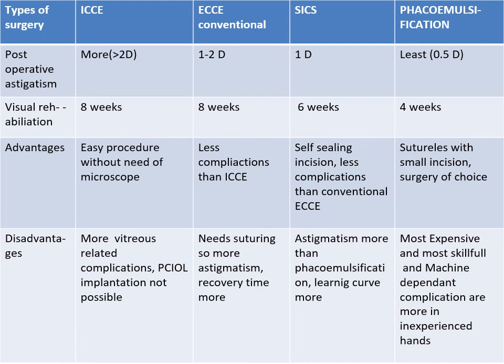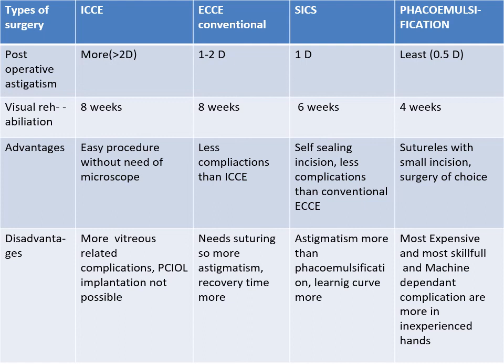So what are the advantages of different techniques? First is ICCE. It is very easy to perform and does not need any microscope or any other advanced instruments. ECCE has fewer complications as compared to ICCE. SICS has less astigmatism as compared to ECCE and ICCE, and complications are also less. Phacoemulsification is sutureless and there is early rehabilitation, or early recovery, of the patient.